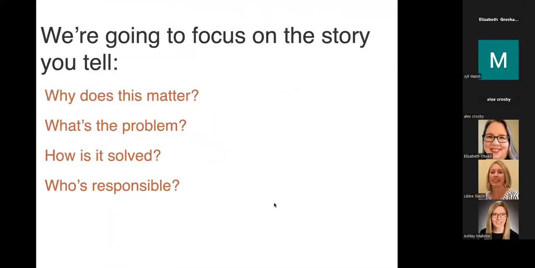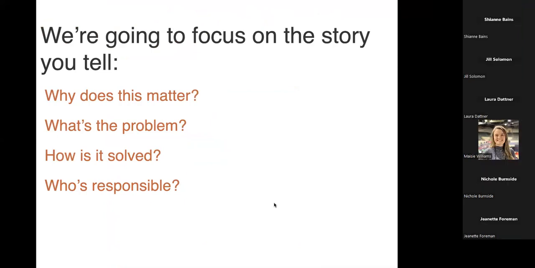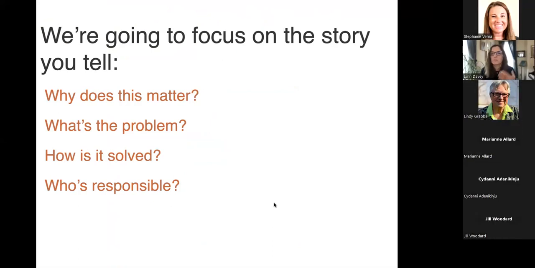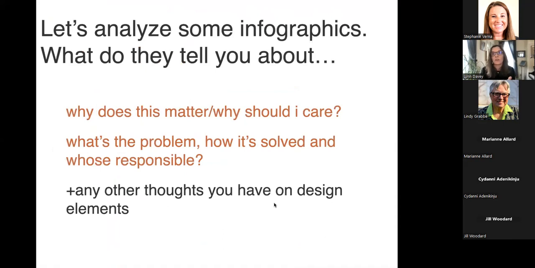So let's just focus on the story you tell, right? These are the four key elements of a frame: telling people why this matters, what the big idea is, what the problem is, how it's solved, and who's responsible for solving it. So that should really go into your fact sheet and infographic as well.